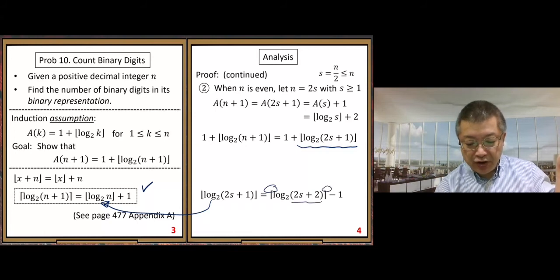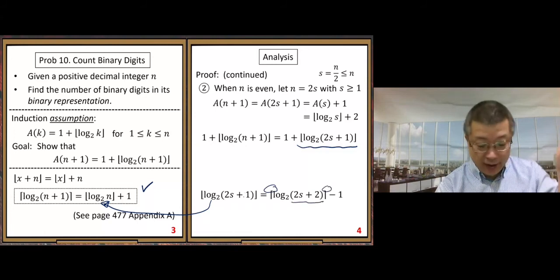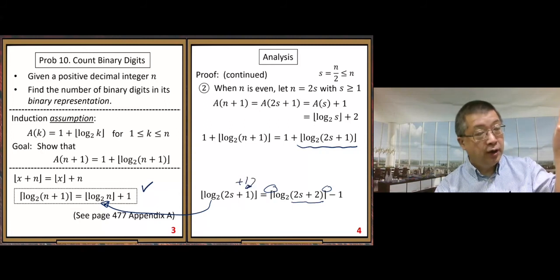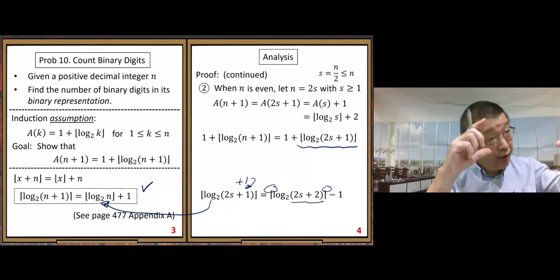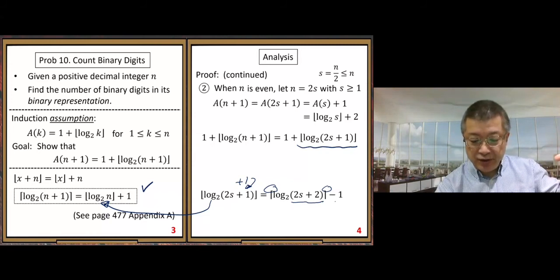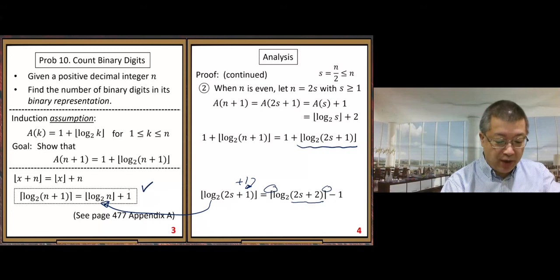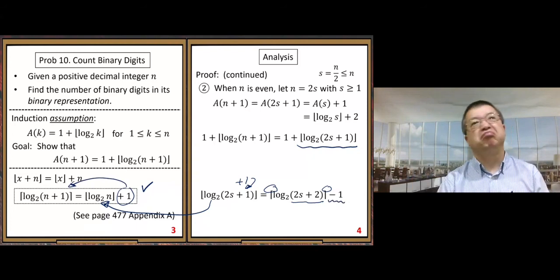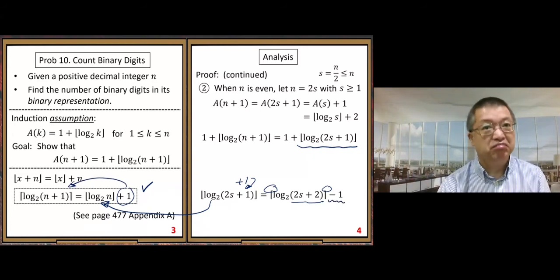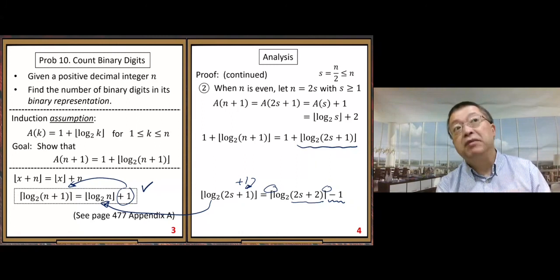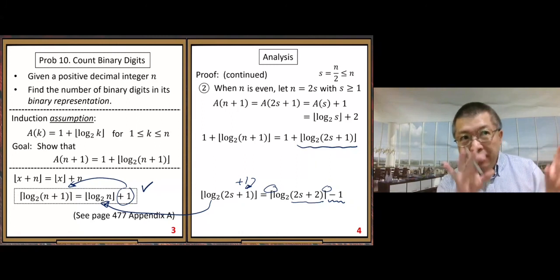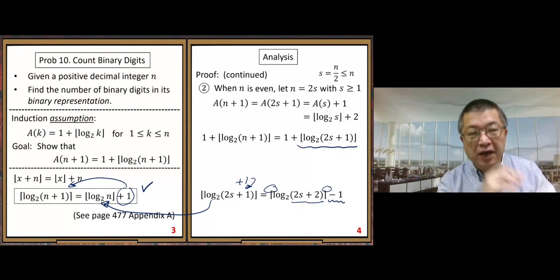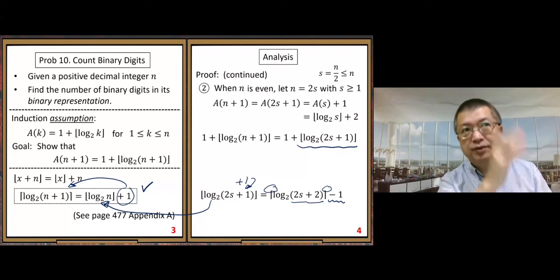Inside the parentheses, we need to add 1, plus 1 on top of the part on the left-hand side inside the parentheses. So that's 2s plus 2, then minus 1, because this plus 1, when we move it to the left-hand side, becomes minus 1. That manipulation. I hope you can get it. I skip some intermediate calculation, but I feel you can get it.